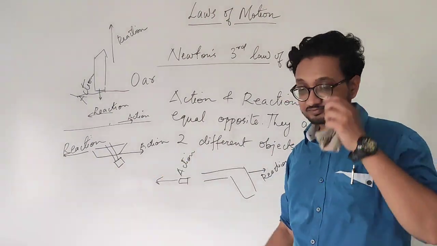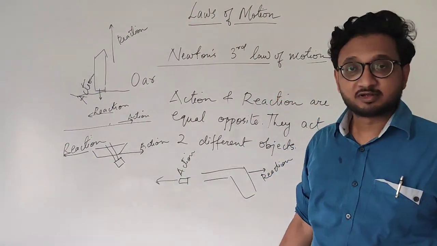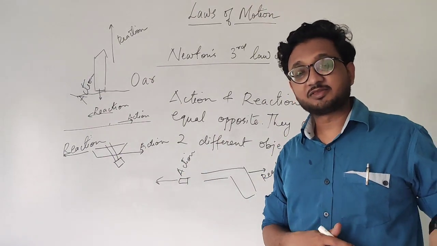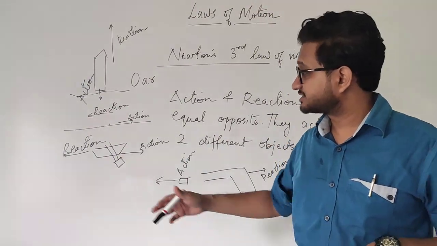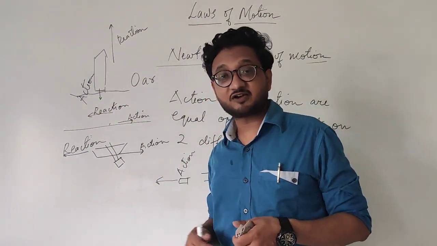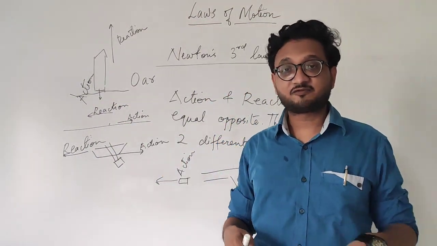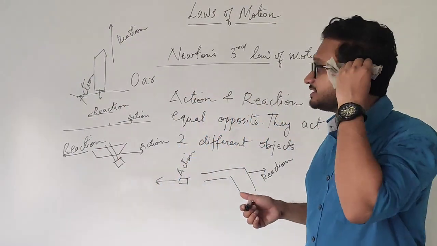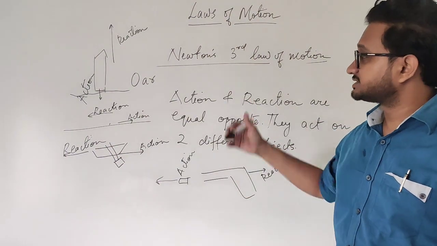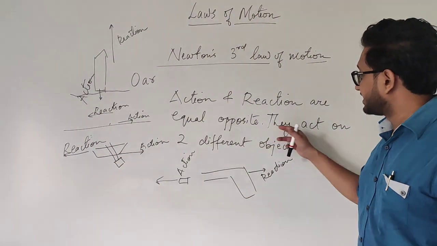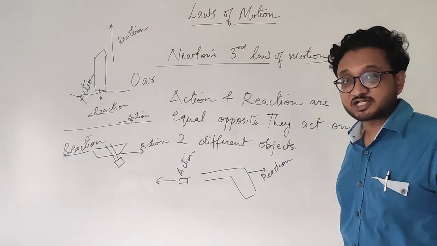Okay, similarly, in this one, we are trying to push the water backwards, and the reaction from the surface of the water acts on the boat. So it happens on two different objects. Similarly, when we are walking, we are giving the force, the action, on the surface, and the reaction is happening on our body. So I repeat the statement once again that action and reaction are equal and opposite. They act on two different objects.